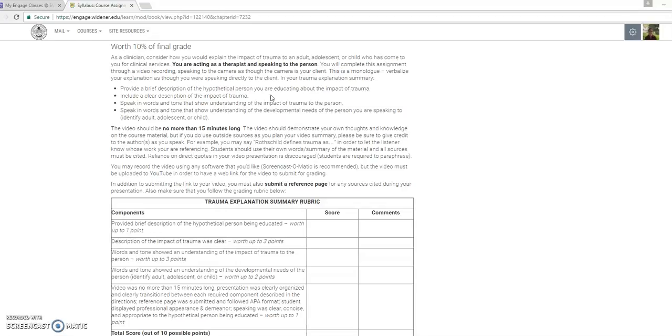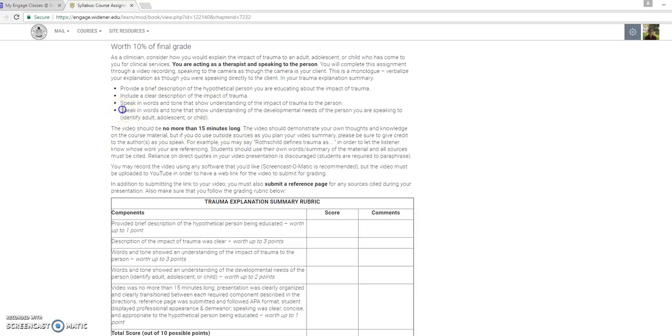Then you have to speak in words and a tone that show understanding of the impact of trauma on this person. Give them a brief idea of what they're going through and normalize it. Say, when you're mugged, yes, you do become hypervigilant, but you won't use the word hypervigilant. You will explain it to them in terms that they understand.